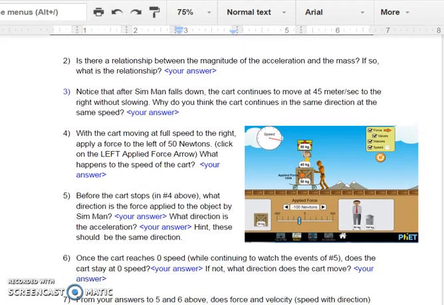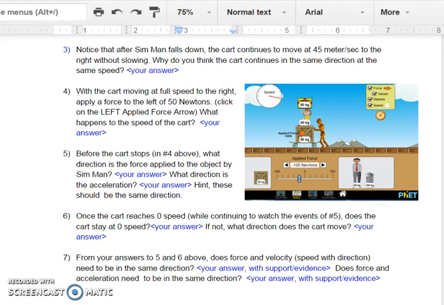Go ahead and fill out all these. Hopefully you already have and submitted it. If you want to revise this, you can. Good luck.